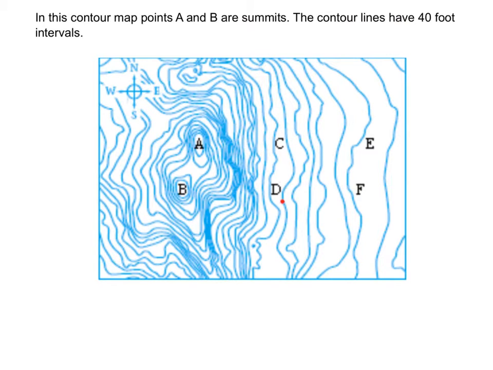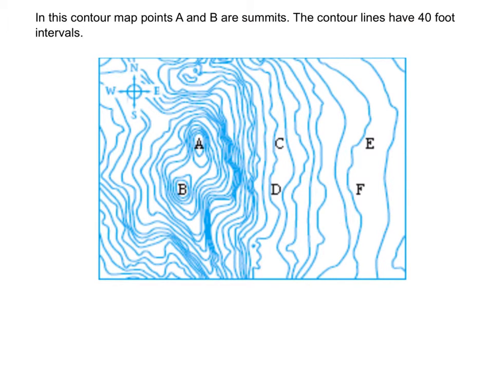Here from D to F, we have only 1, 2, 3, 4, 5, 6 contour lines, which is 6 times 40, or 240 feet that we will drop. So we will actually change more in walking from B to D in elevation, and we will have a smaller decline in elevation going from D to F.